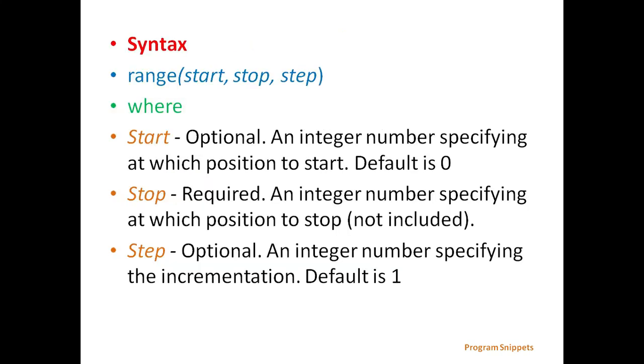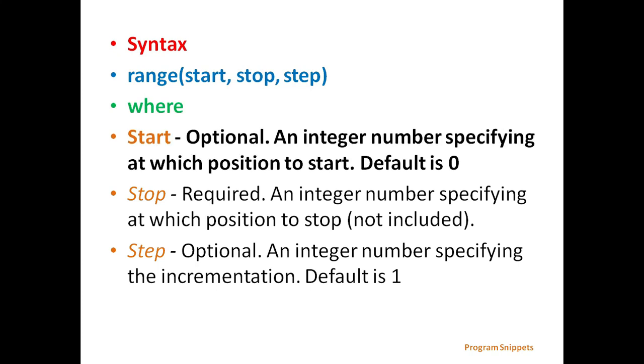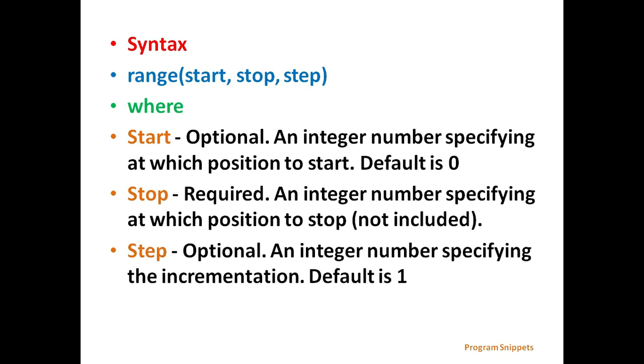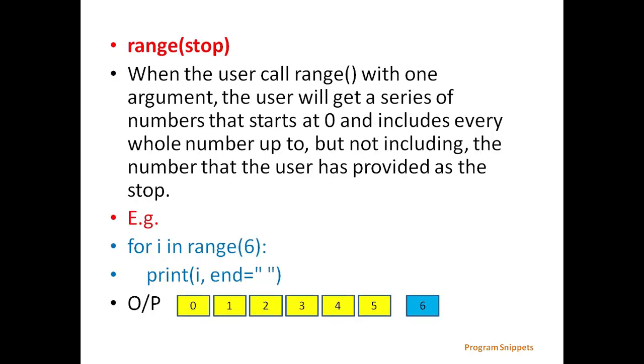The general syntax is range with parameters start, stop and step, where start is an optional parameter which is an integer number specifying at which position to start. Default is 0. Stop is a required parameter which is an integer number which specifies at which position to stop, and this number is not included. And step is an optional parameter which is an integer number which specifies the incrementation. Default is 1.